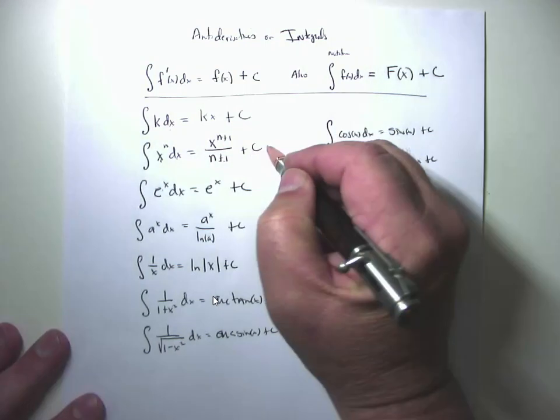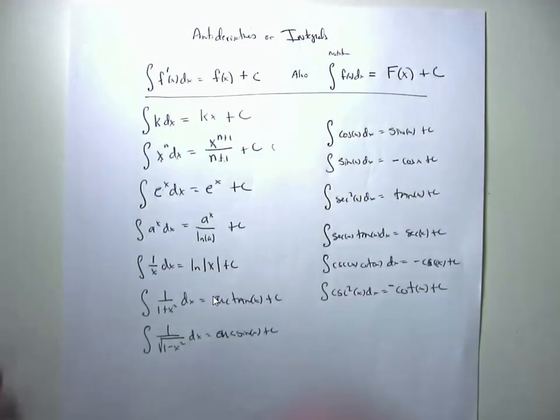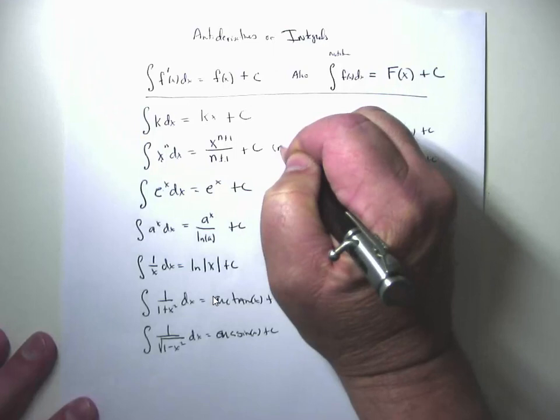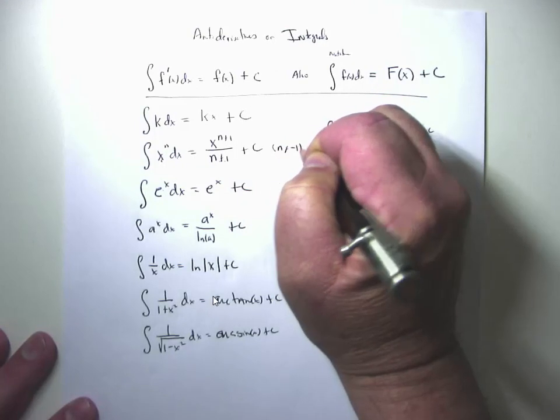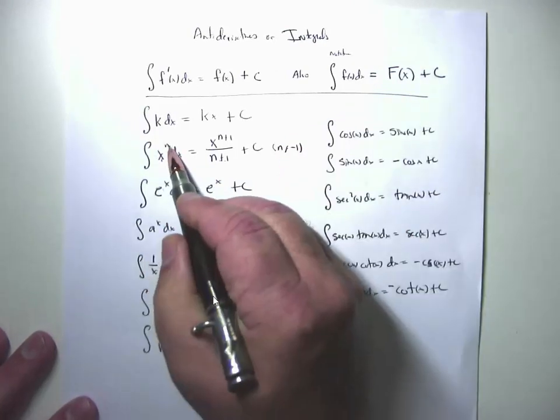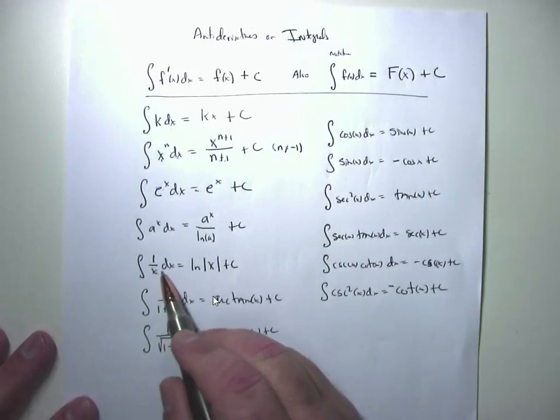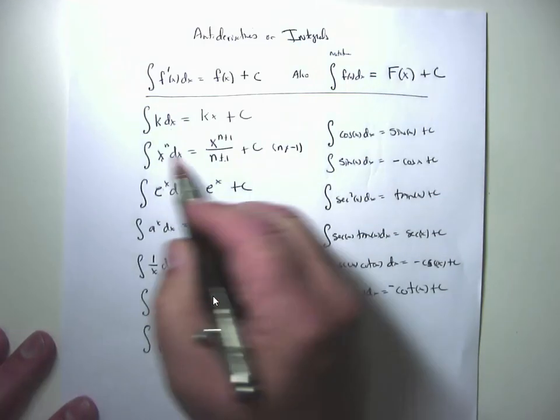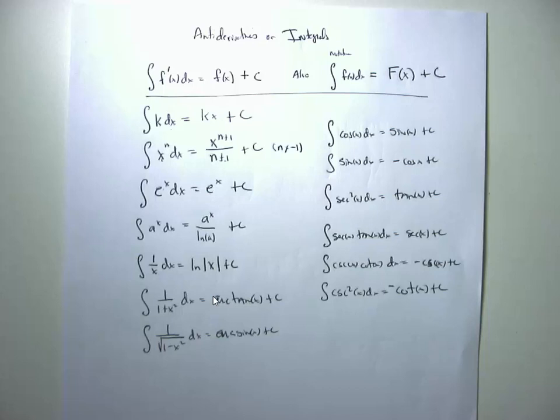And basically back here, this rule, the integral of x to the n dx, works for as long as n doesn't equal negative 1. X to the negative 1 is the same thing as 1 over x. So this is a special rule for this guy here. This x to the n, called the power rule, works for all powers except negative 1.